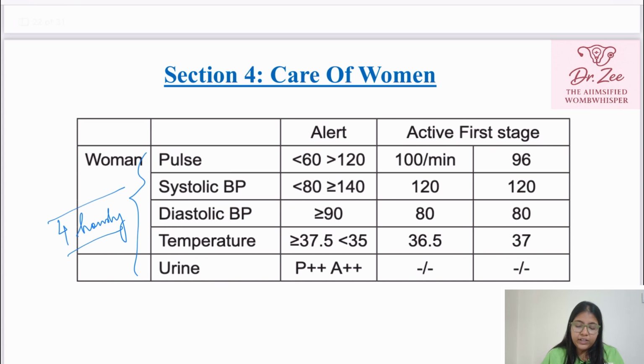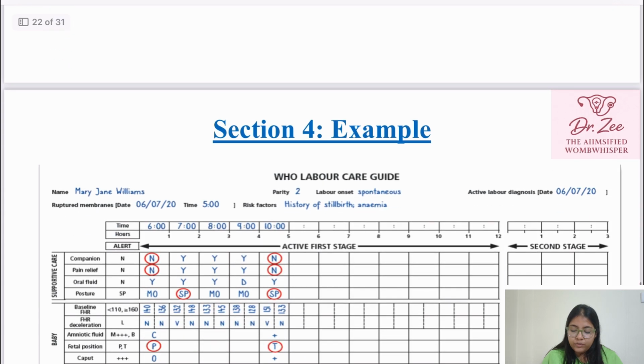Now section 4 is about care of the woman. You check the pulse rate, you check the BP, systolic and diastolic, you check the temperature, and urine for the presence of any protein or acetone, where acetone indicates dehydration of the patient. So this is the alert column. Pulse rate less than 60 or more than 120 is alerting. Systolic BP, if it is less than 80 or more than 140, it is alerting. Similarly diastolic BP, temperature and urine protein and acetone.